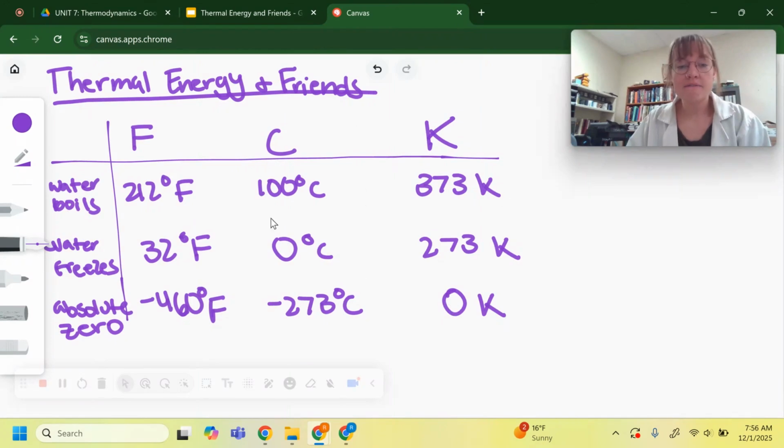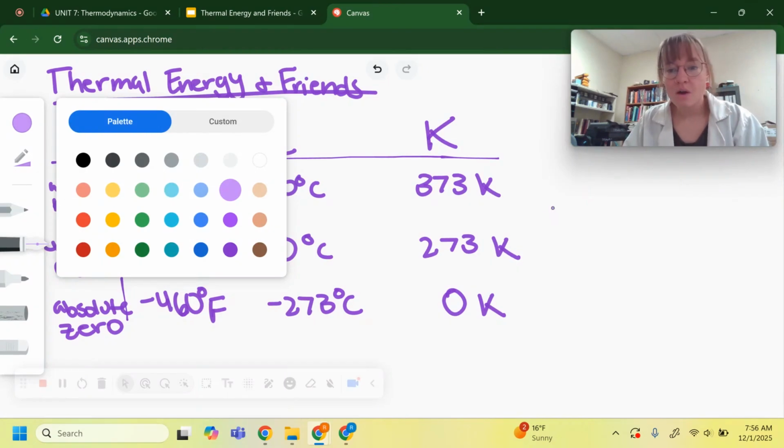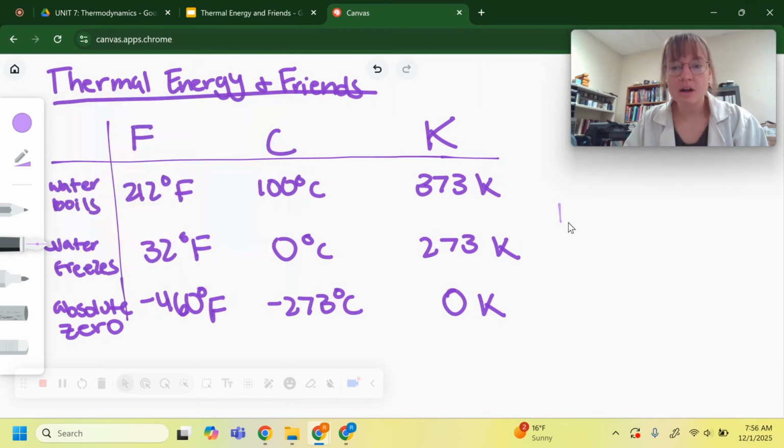Now, if you want to convert between these guys, we have a few rules that will allow you to convert. Here are some equations for you. The temperature of an object in Fahrenheit is equal to the temperature of that object in Celsius times 1.8 plus 32 degrees.